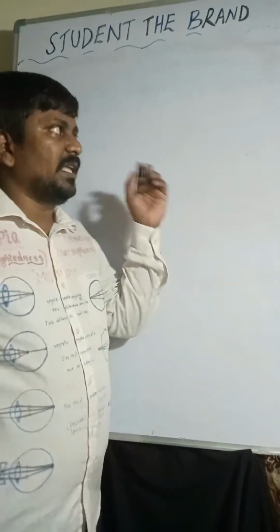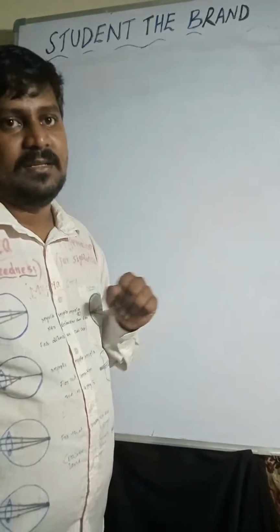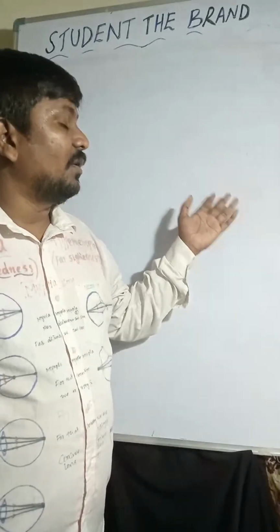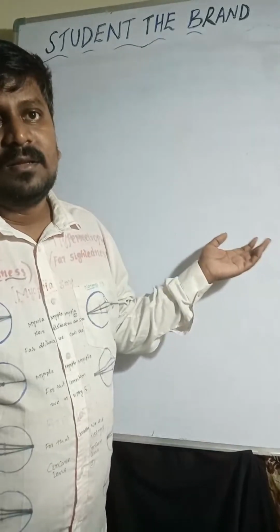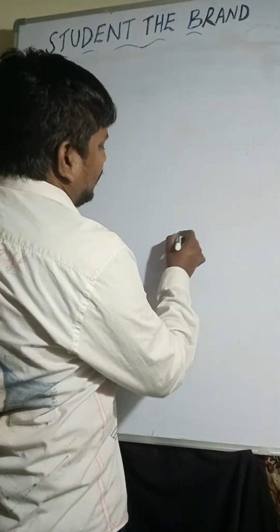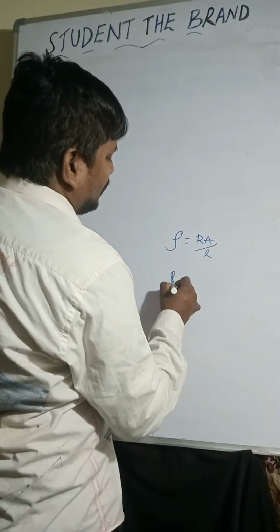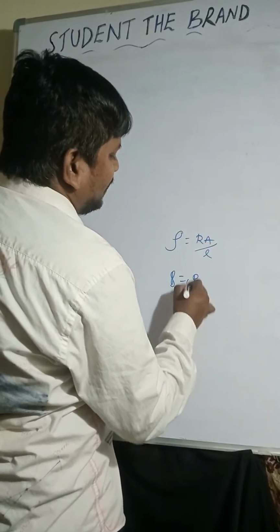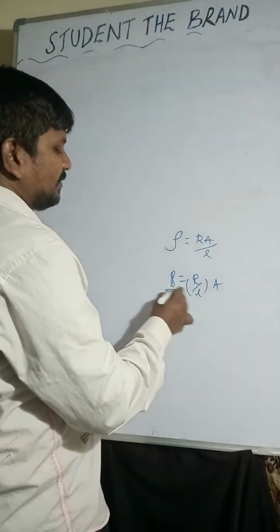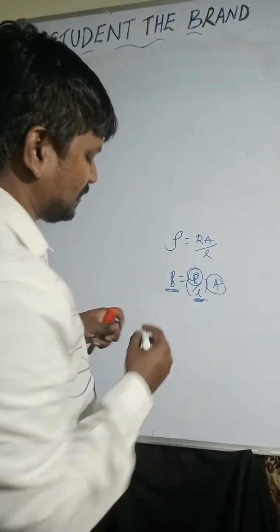So resistivity is equal to resistance of the conductor per unit length and unit cross section area. Rho equal to RA by L. So in the formula itself, the definition is there. Rho equal to RA by L. Okay, so rho equal to R into A by L. So resistivity is equal to resistance of the conductor per unit length and unit cross section area.